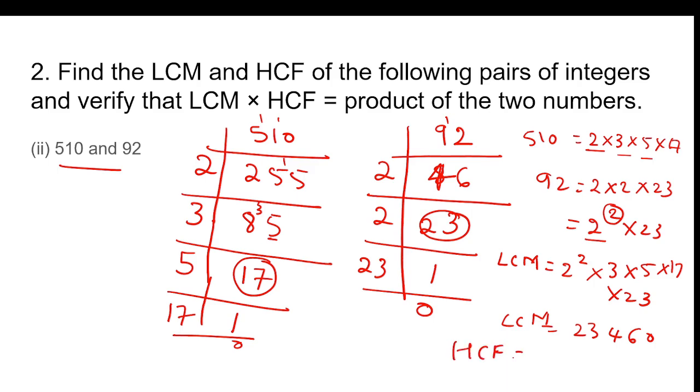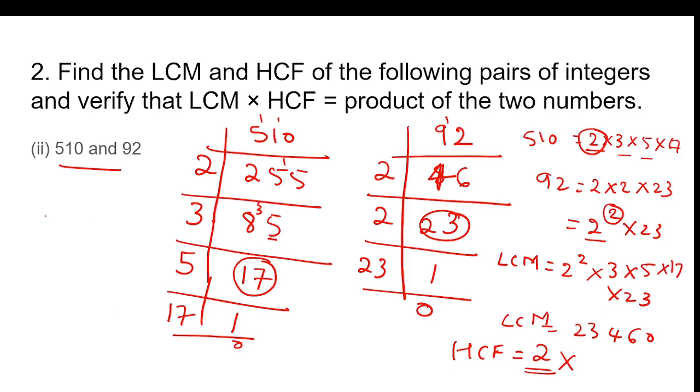HCF will be equals to, what are all the common factors present in both 510 and 92? Only 2 is present, so HCF is equals to 2. Okay, now what is the third step?